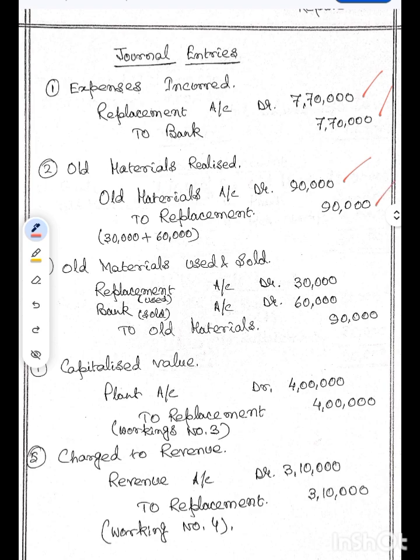Thereafter old material used and sold. As already shown in your calculation, 30,000 materials we have used, so replacement account debit 30,000, and we sold 60,000 of material in the market, therefore bank account debit 60,000, total 90,000. Okay. Next, capitalized value, that is calculation number 3, that is plant account debit to replacement, and the last entry is revenue account debit to replacement, which we calculated in number 4. Okay. Then come to the ledger account also.